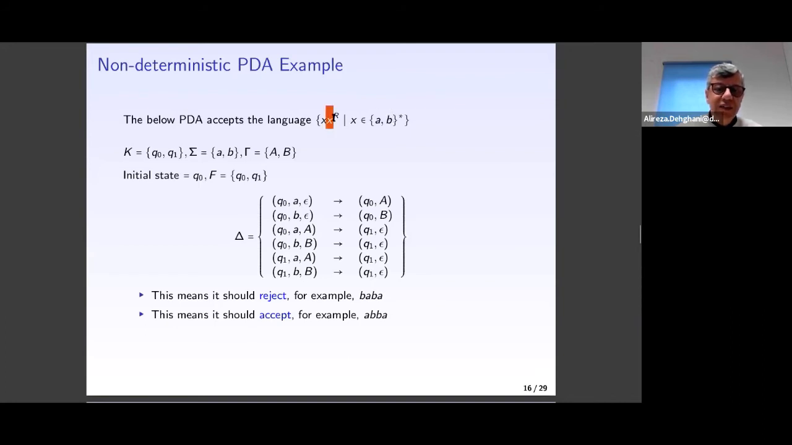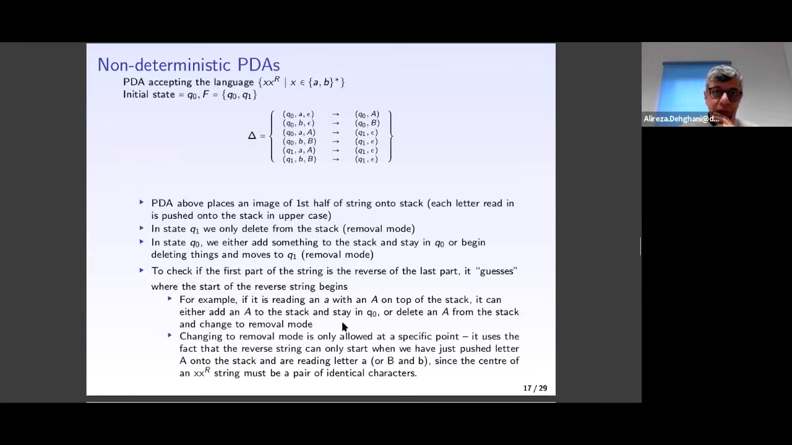And then we have the x reverse. So for example, if it was ABB, then it would be BBA. So the language then generates characters and strings like that. Okay, and this machine, the initial state is Q0, the final states are these guys, and these are the rules. This means it should reject, for example, BAPA, and this means it should accept, for example, ABBA, because this one is not the reverse of BA, but this one is the reverse of BA. So this machine should accept it.